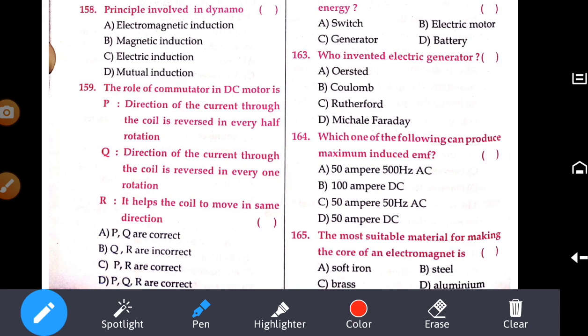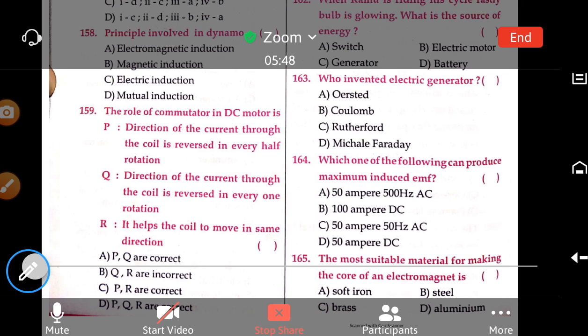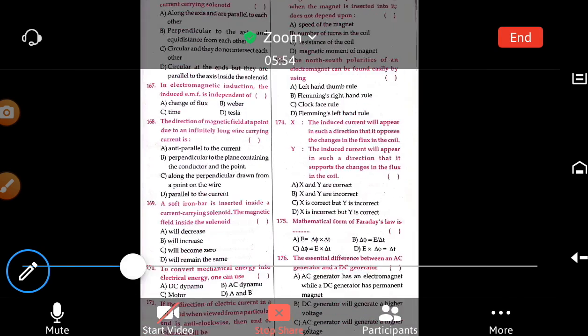The most suitable material to make the core of an electromagnet will be soft iron. Soft iron. Okay, that page is over. Let's see the next page. Let me zoom it.